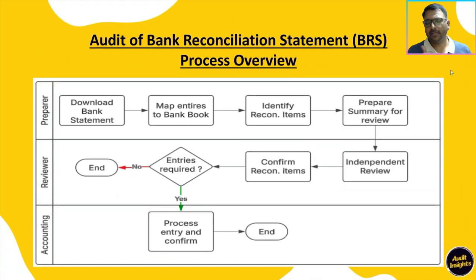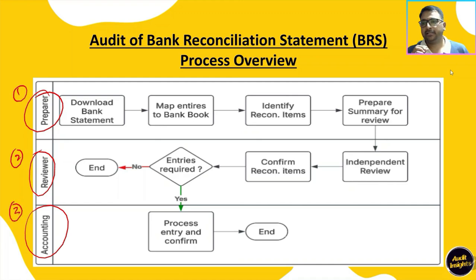Let us double click and see generally how the process of a BRS works. Now, generally there are three stakeholders here. One is the preparer, the reviewer, and the finance person who takes care of the accounting. So generally the preparer and reviewer would be from the treasury team, and the person who is accounting could be from the finance team.